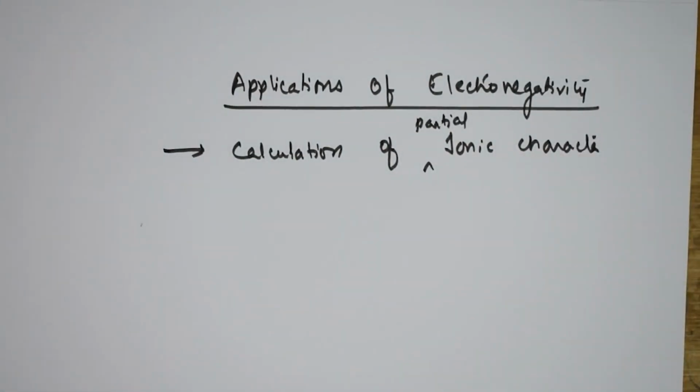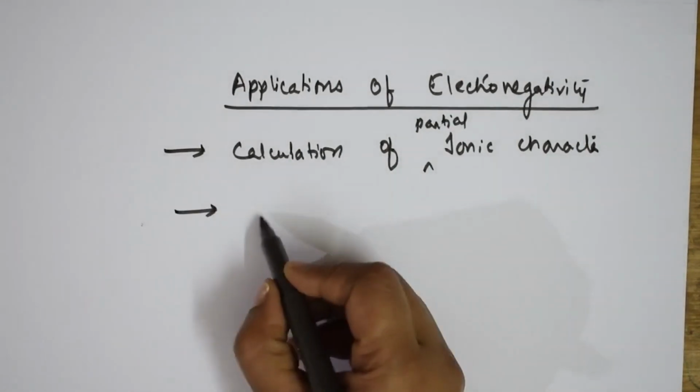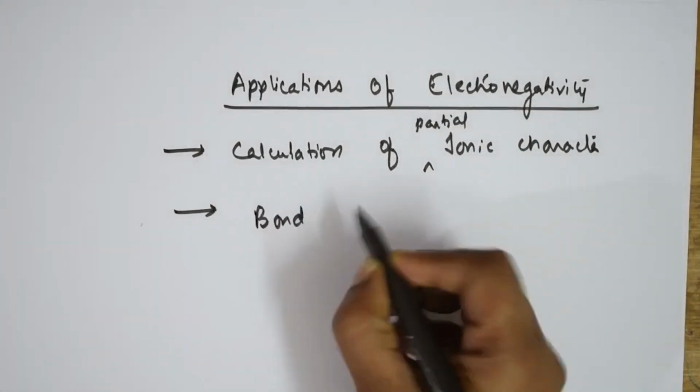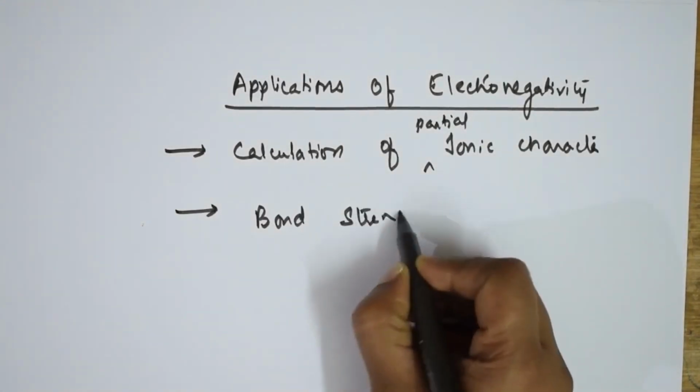Correct. So on what does it depend? This depends upon electronegativity difference. This depends upon the dipole moment of the compound also. Next, I can use electronegativity for calculating bond strength. How can I use this? Just see.